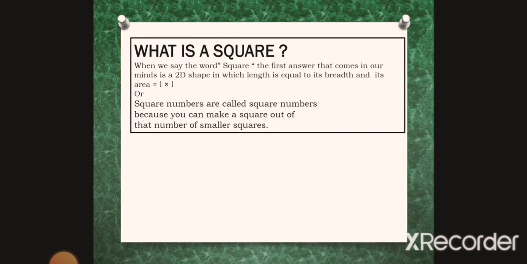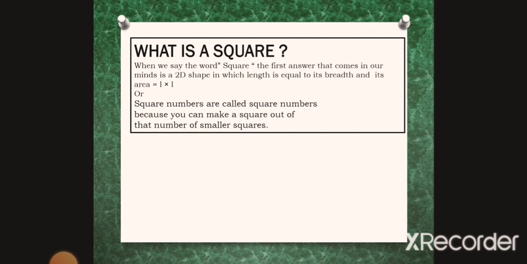The very first thing that comes to your mind when I say the word square is a 2D shape, because from very early classes a student is told in maths that a square is a four-sided closed figure having all four sides equal, meaning both dimensions are of equal measure, and the area is calculated as length into length. Or the square of a number.